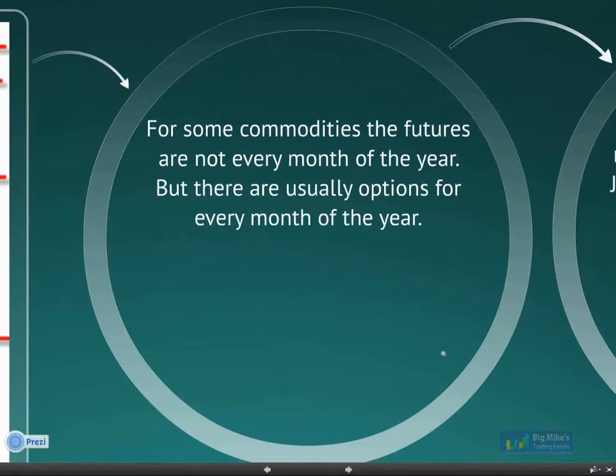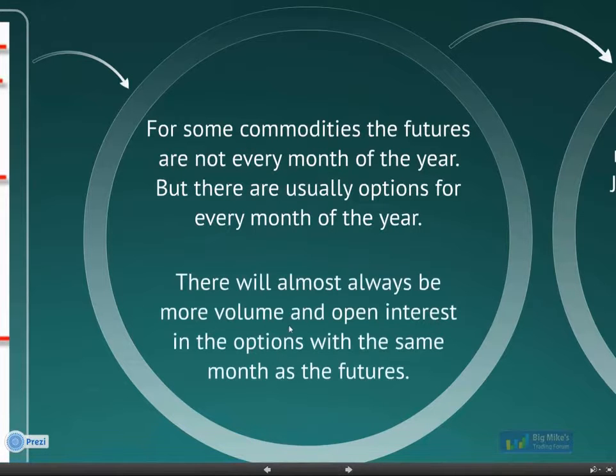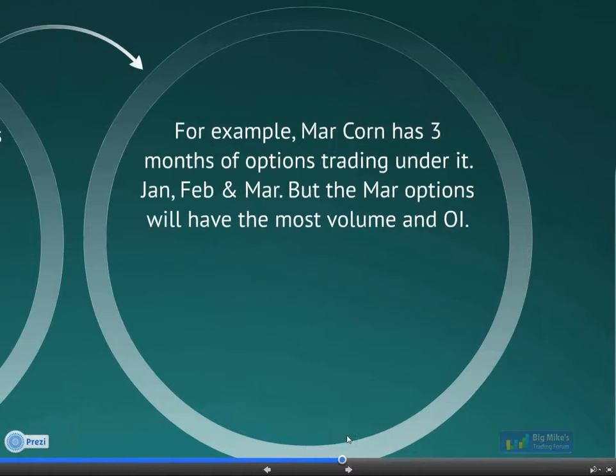For some commodities, the futures are not every month of the year. They're quarterly, depending on the seasonality of that commodity, but there are usually options for every month of the year. There will almost always be more volume and open interest in the options with the same month as the futures. Here's an example. March corn has 3 months of options trading under it: January options, February options, and March options. They all settle to the March corn futures, but the March options will have the most volume and open interest.